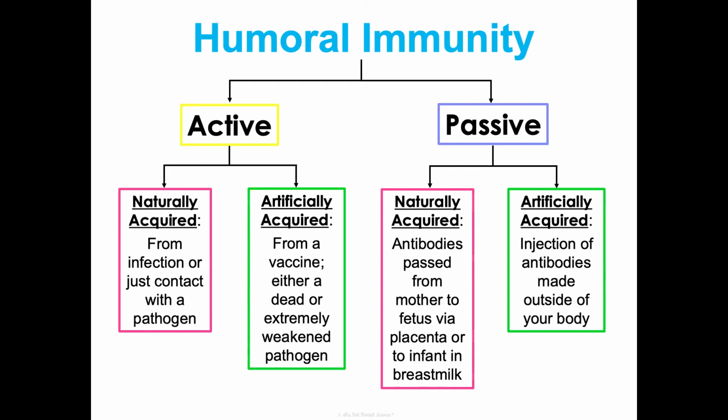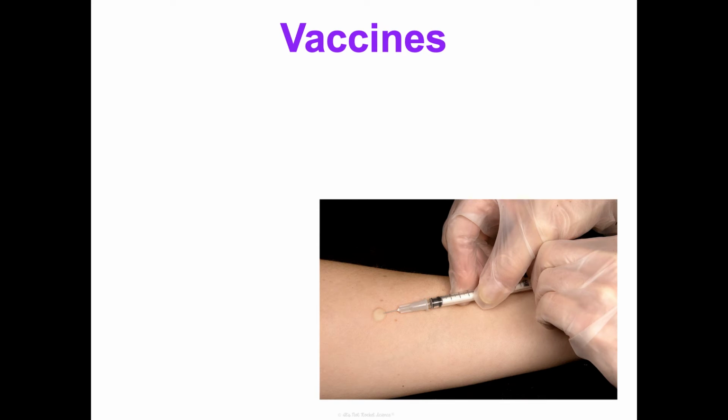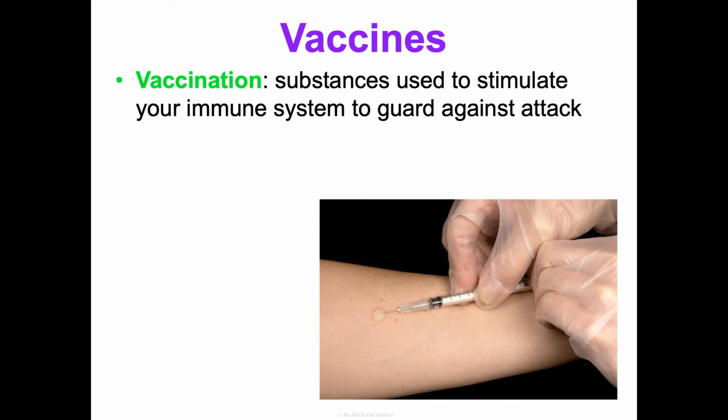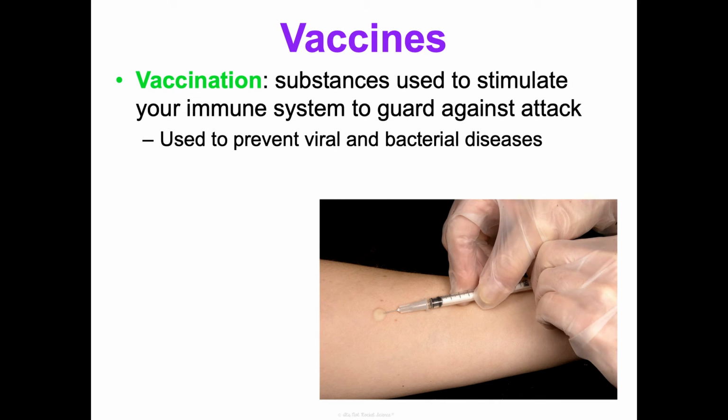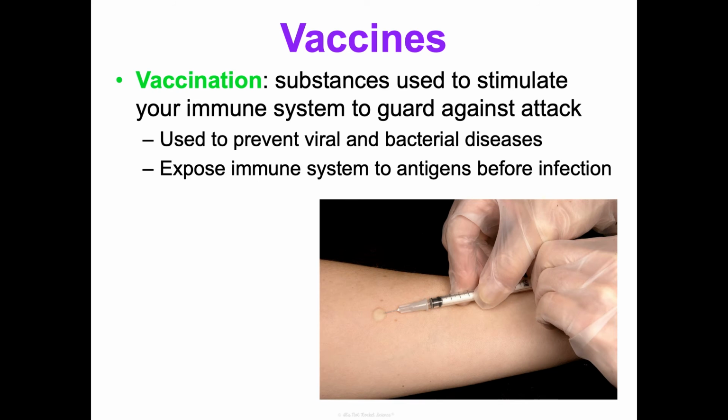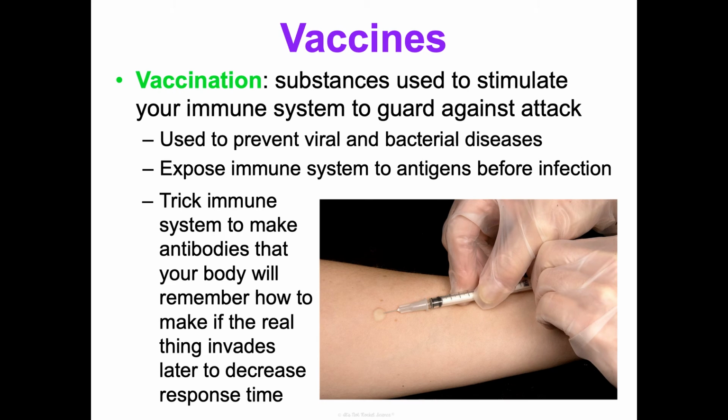So I mentioned vaccines, so I want to go into that for one more second. A vaccination is a substance used to stimulate your immune system to guard against attack. We're using it to prevent viral and bacterial diseases. And essentially how it works is it exposes your immune system to antigens before you actually get infected by them. So your immune system can make memory cells so that it'll remember it for the future.